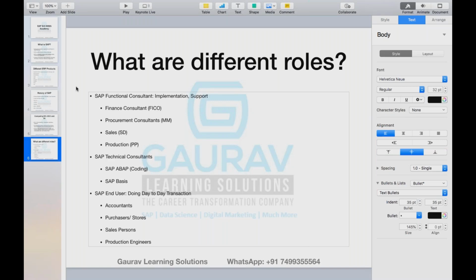But once we are done with these initial discussions, once we are in the separate classes for FICO, for MM and SD, then we will be doing everything practically in the system. I'll be providing you the PPTs, but during the sessions, we will not concentrate on PPTs. We will be just looking at the system.